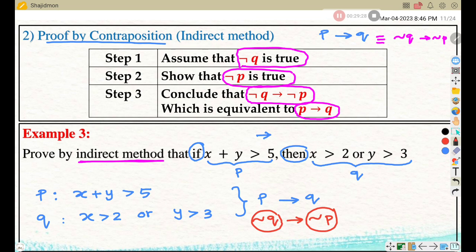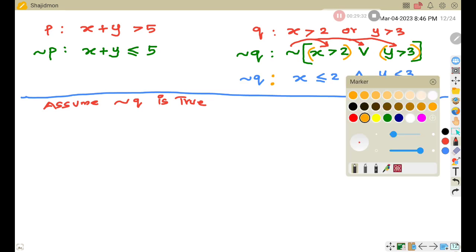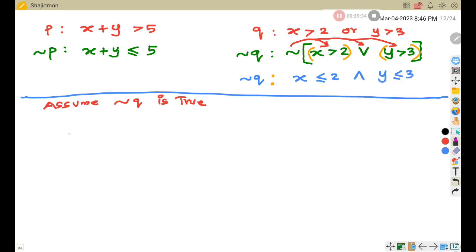Then that means P implies Q, correct. So we start with the negation of Q is true. What is the meaning of negation of Q? Here we have written x less than or equal to 2 and y less than or equal to 3, correct?